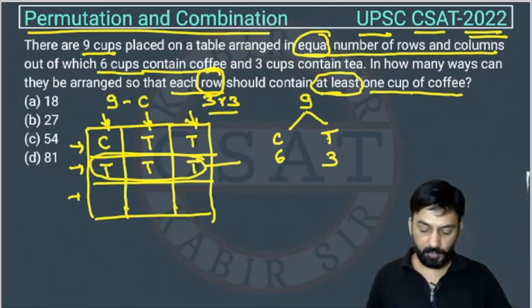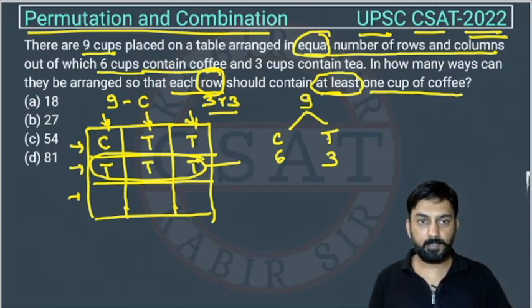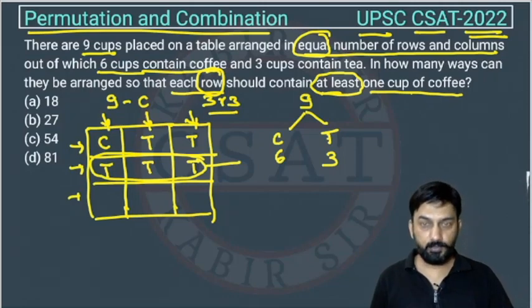So how will we do it? Here I am telling you one of the easiest methods to solve this question, right? You won't find this solution anywhere, right? So what is the solution? The solution is, first of all, you just arrange the 9 cups, right? How we arrange this is permutation and combination, right?